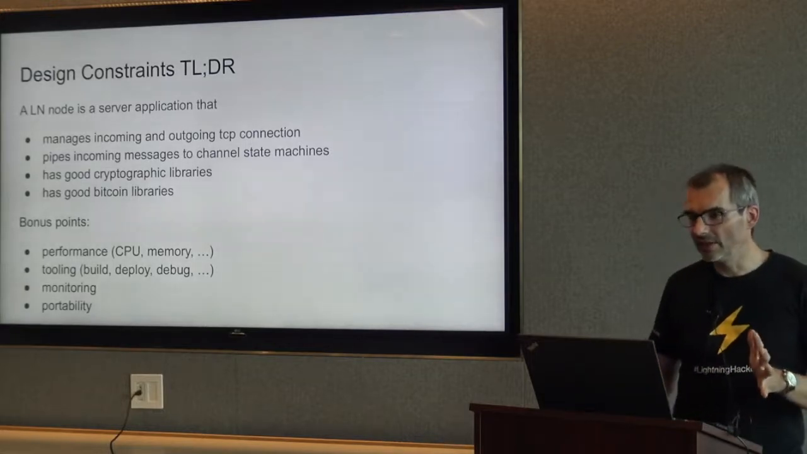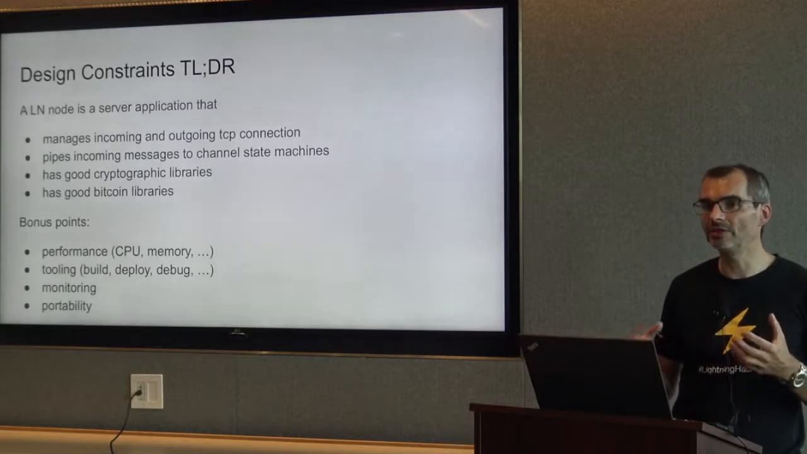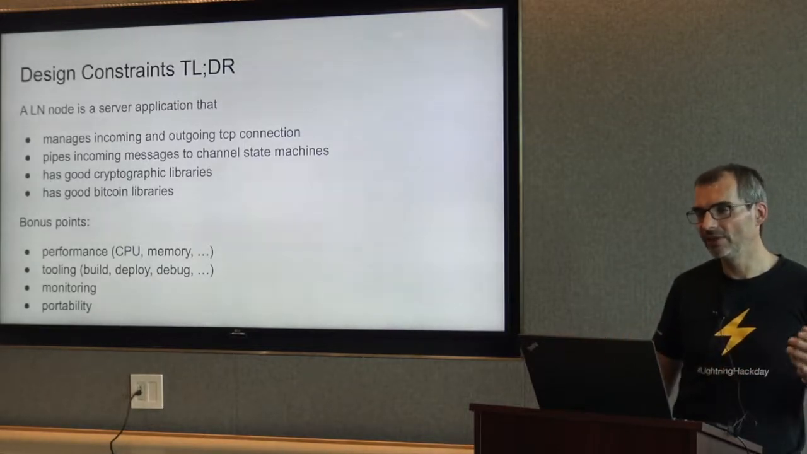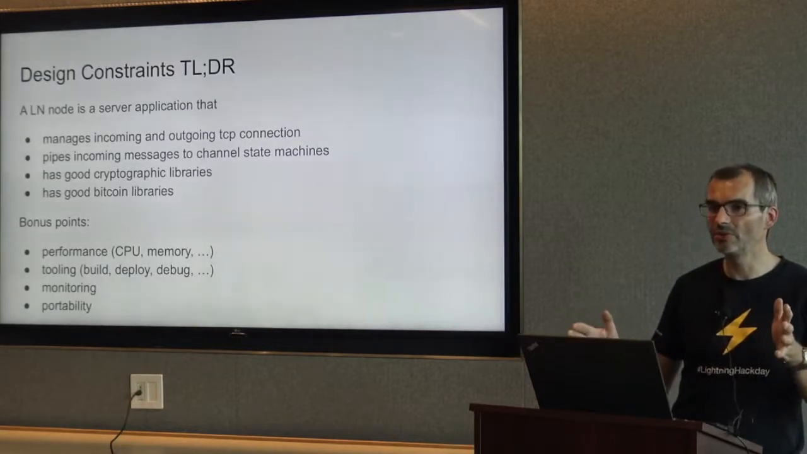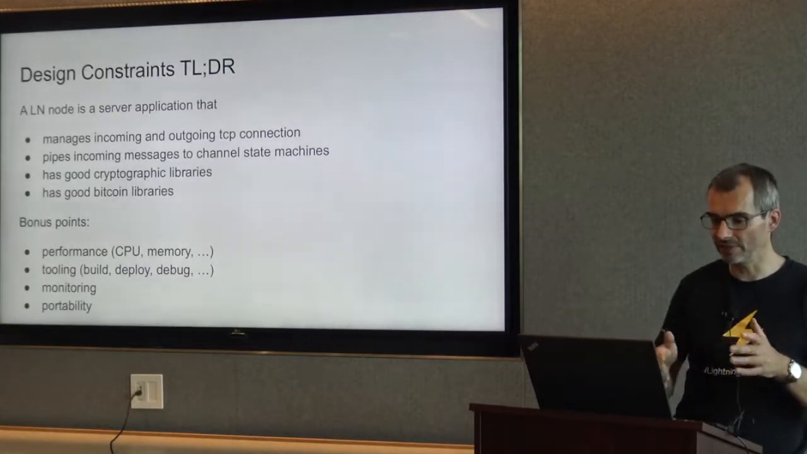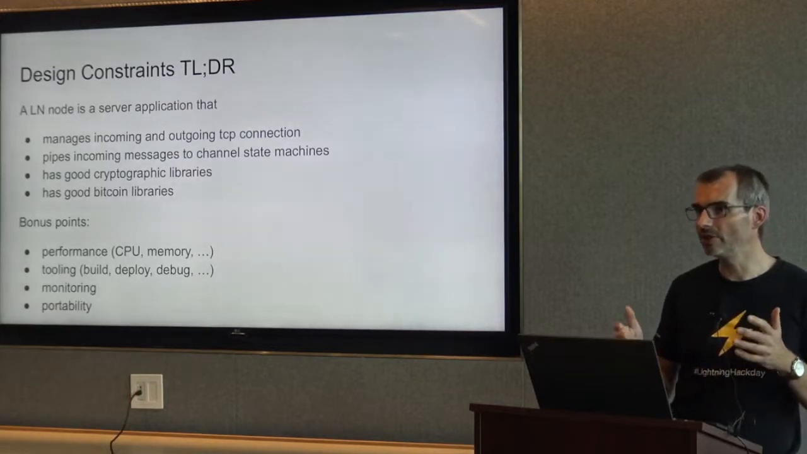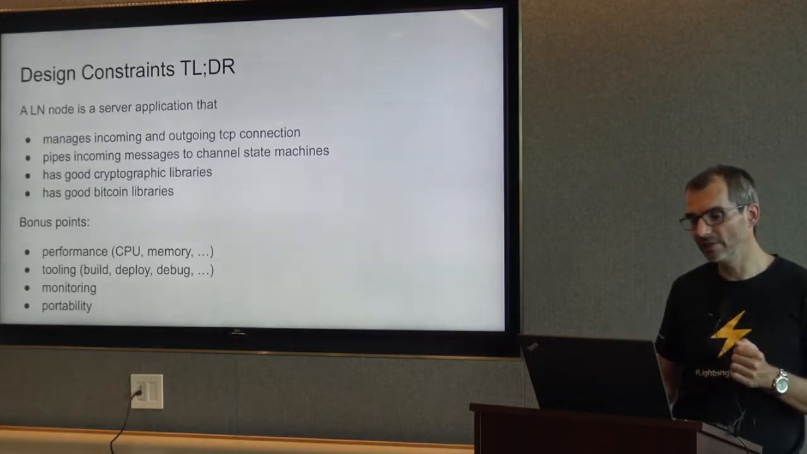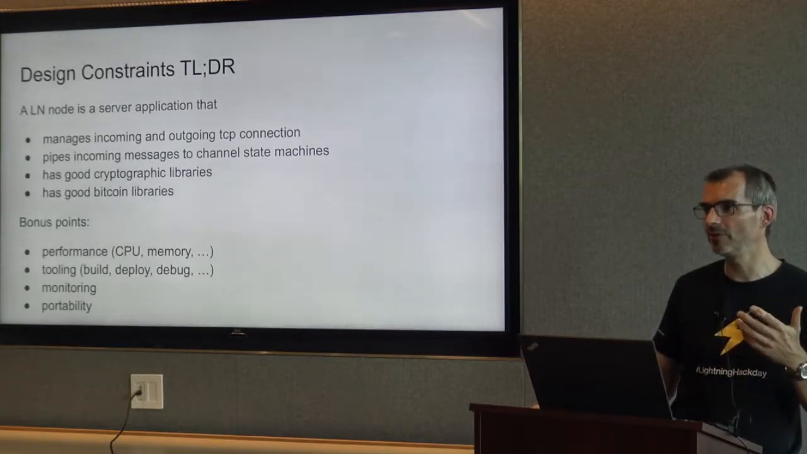So in a nutshell, the design constraint you have if you want to implement a Lightning node is that you're building a server application, something that will be running for a long time. You have to manage TCP connections. You have to pipe incoming messages to channel state machines, and you have to pipe the message back to the outgoing peers' TCP connections. You need good cryptographic libraries. Mostly you need a really good secp256k1 library. And you need good Bitcoin libraries, obviously. And you get bonus points if you have good performance from a CPU and memory point of view.